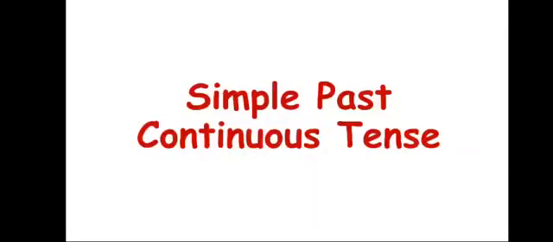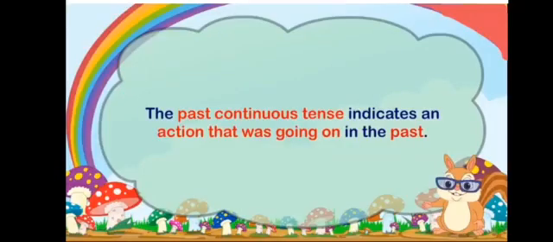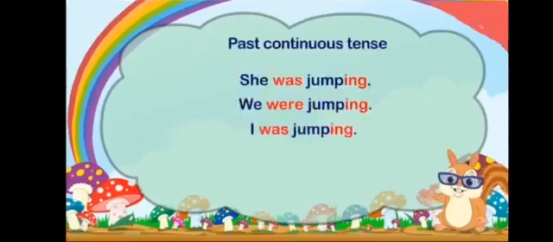Let's learn simple past continuous tense. The simple past continuous tense indicates an action that was going on in the past. It expresses actions which were going on for short or long periods of time in the past. The time of the actions may or may not be mentioned.